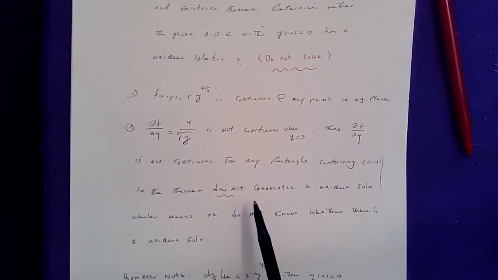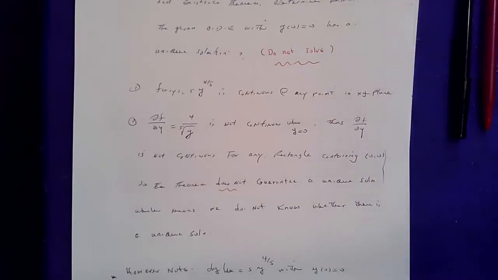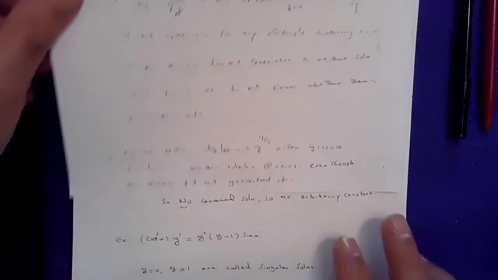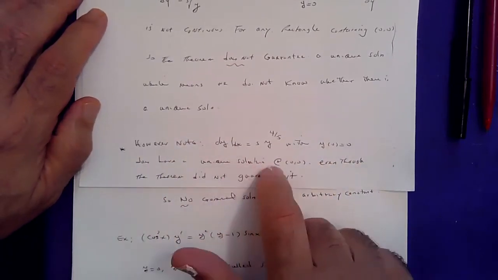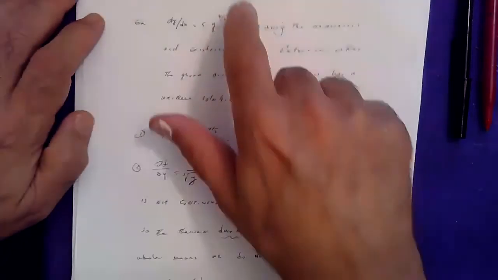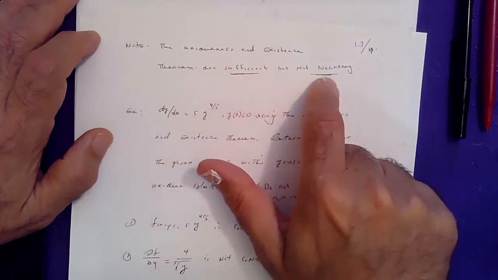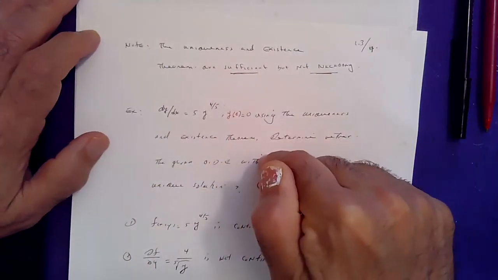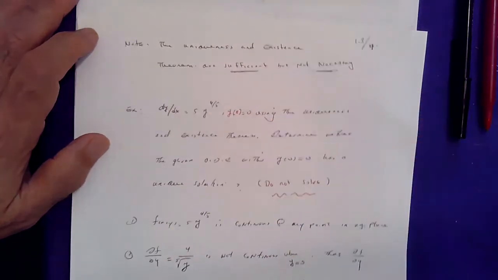Remember, just because the theorem does not guarantee it, that doesn't mean there is no unique solution. It just so happens the theorem doesn't guarantee it. I've already solved this with the initial condition, and it does have a unique solution, even though the theorem did not guarantee it. So that's why the conditions of the uniqueness and existence are sufficient, not necessary. In other words, there are times that one of the two conditions fails, but yet the solution exists, and it's one of a kind.